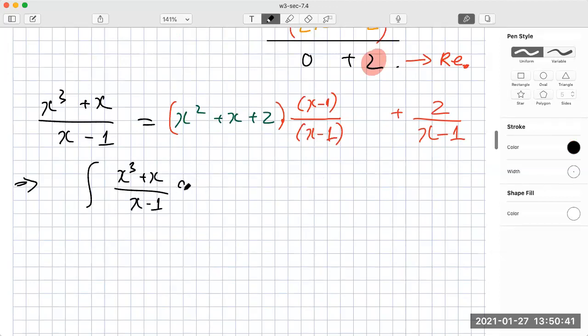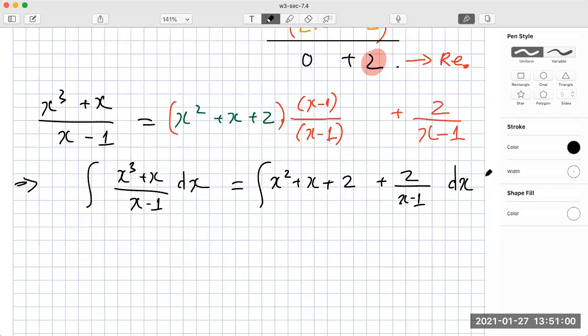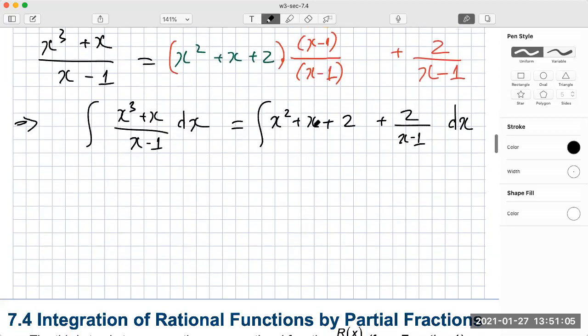So it means that in order to compute integral of x cubed plus x here divided by x minus 1 dx, it will be the same as integral of the following. Then we take antiderivative of each of this guy, and what do we have? First, this guy. Very good. 1/3 x cubed.